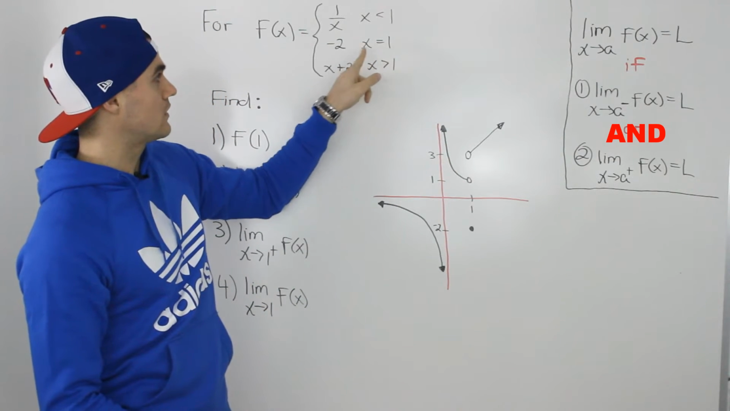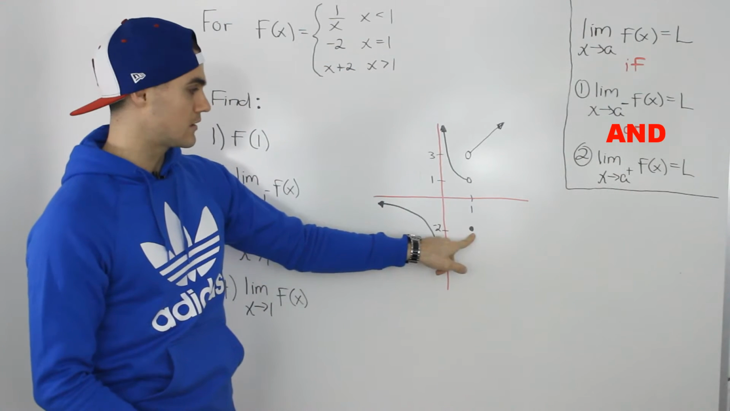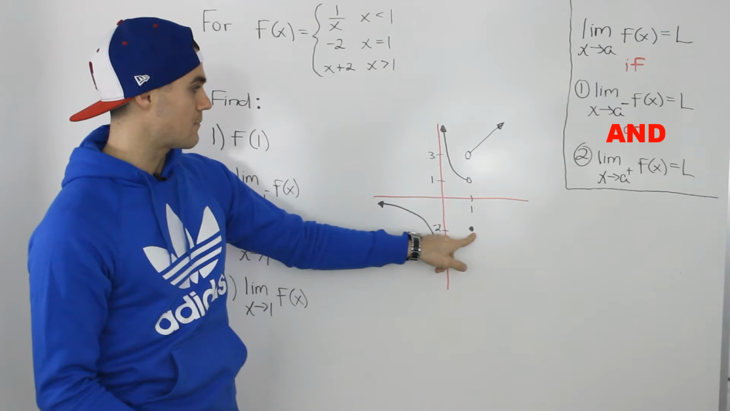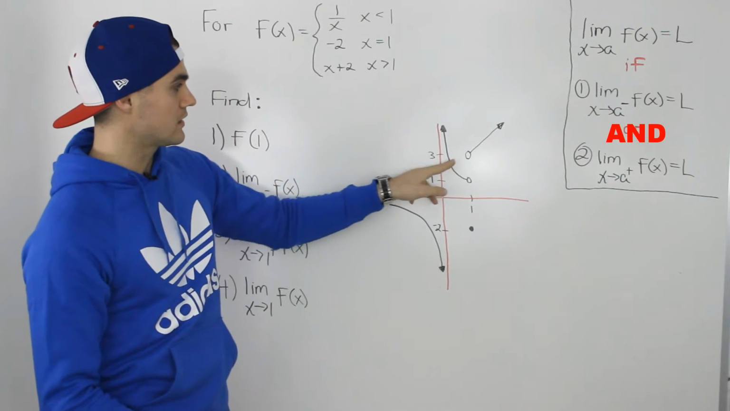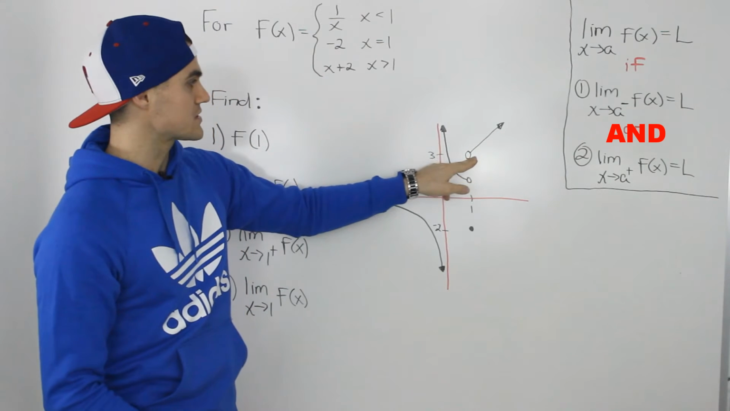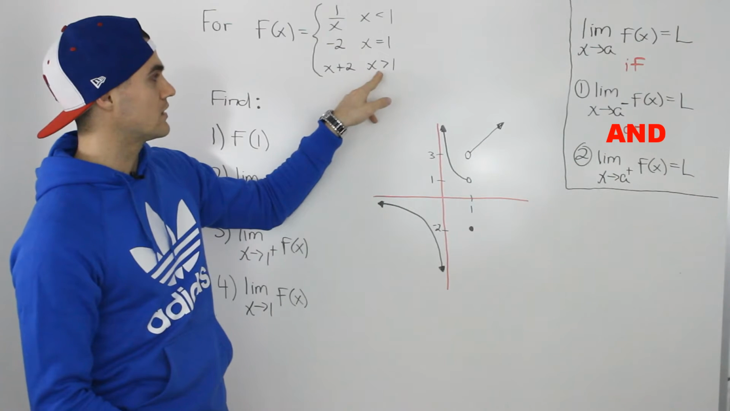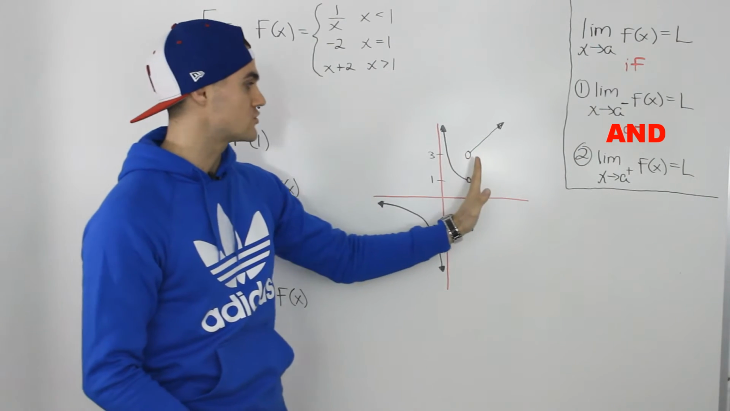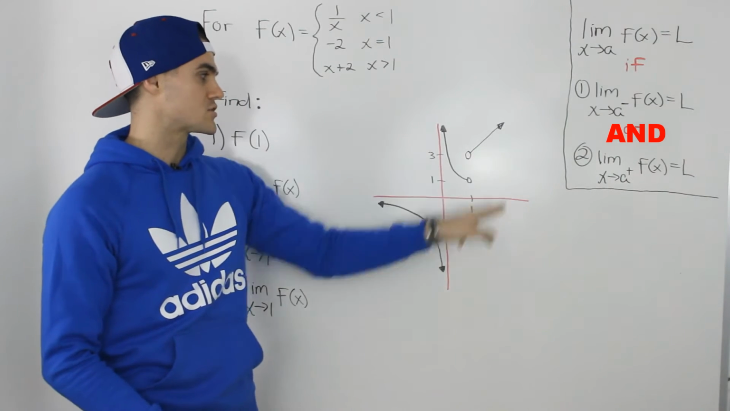At an x value of 1, the function is defined at a y value of -2, so I represented it by that coordinate right there, that point. And then for any x values greater than 1, it's represented by the line x plus 2. And notice how there's a hole there as well, because at an x value of 1, it's not defined. But any x values greater than 1, the y values are defined by that x plus 2 line.